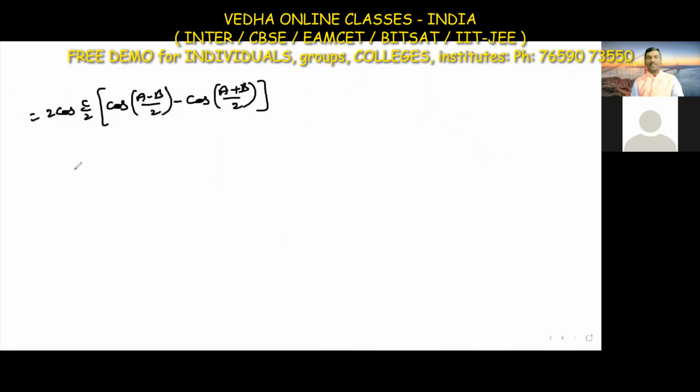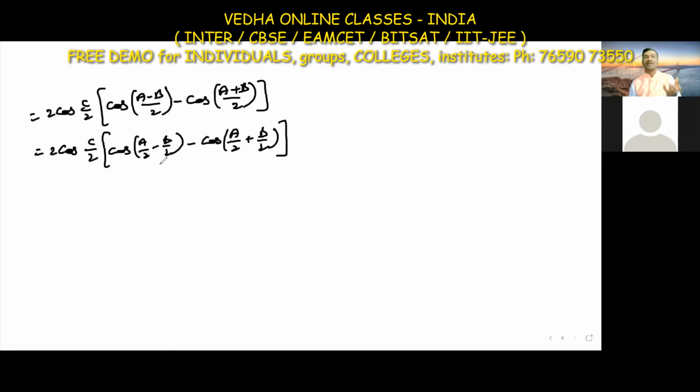Now this equals 2 into cos C by 2. We can write this as cos of A by 2 minus B by 2, minus cos of A by 2 plus B by 2. Either you can apply the direct formula, cos (A minus B) minus cos (A plus B), or otherwise use the normal cos (A plus B) formula.